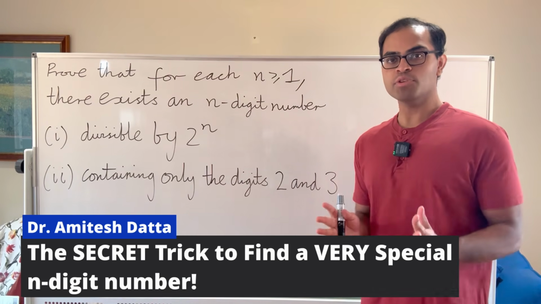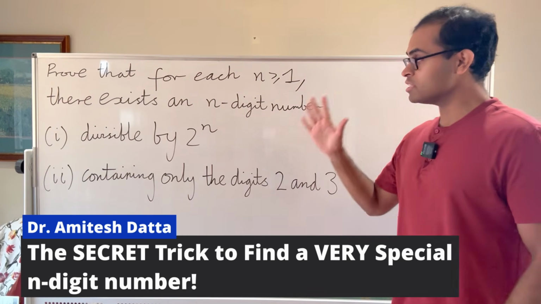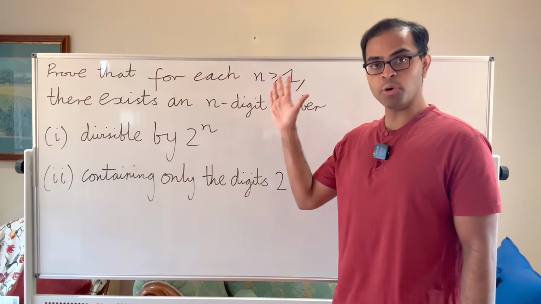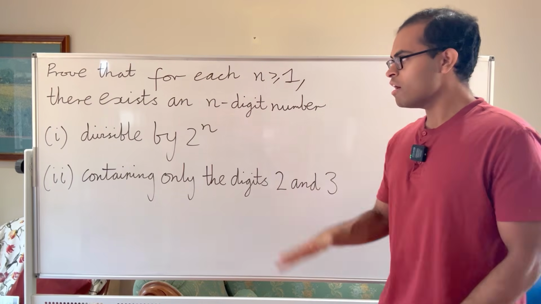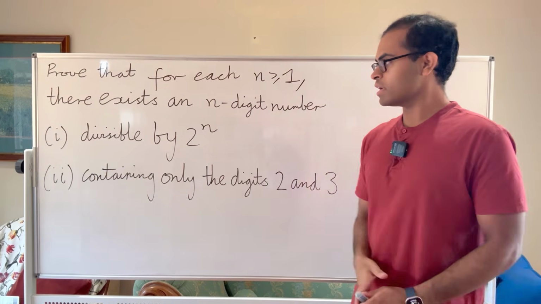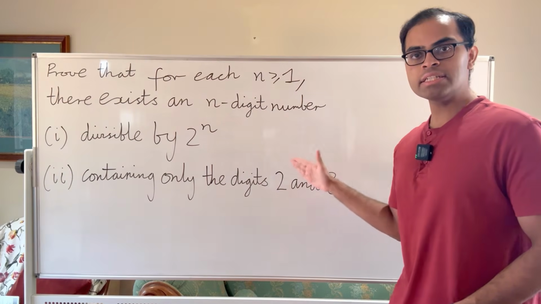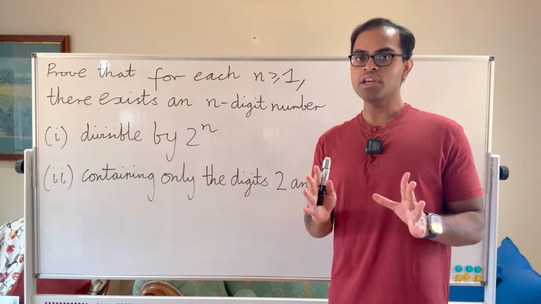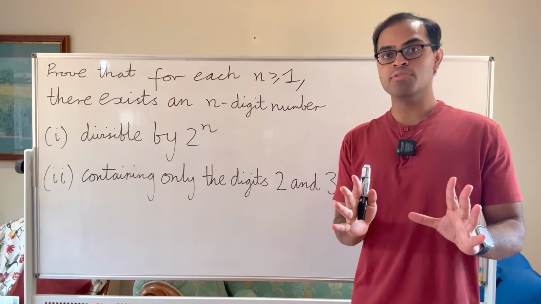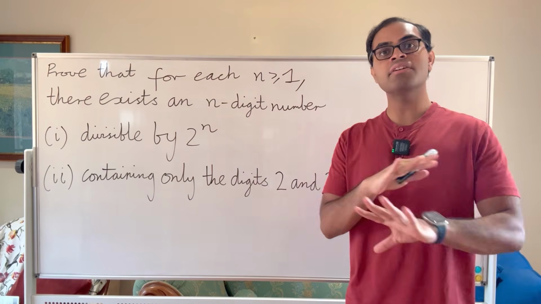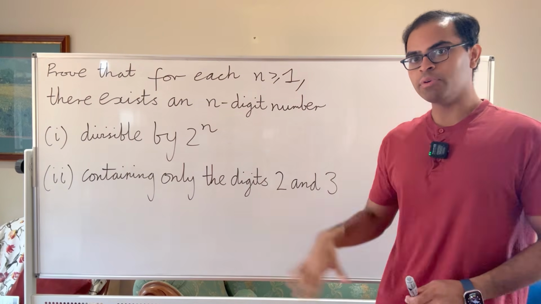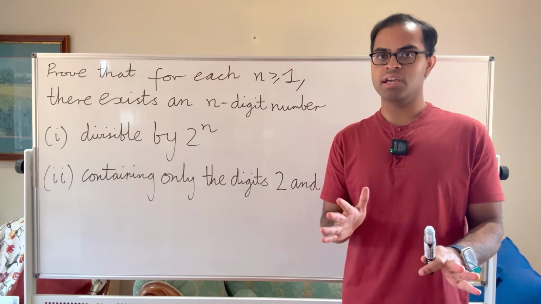All right, this is a beautiful number theory challenge. The challenge is to find, for each positive integer n at least 1, an n-digit number that is divisible by 2 to the power n and contains only the digits 2 and 3. In this video, I'm going to give you a non-constructive proof. I'm going to show that for every n there exists such an n-digit number, and we're going to walk through small values of n to get a feel for it.